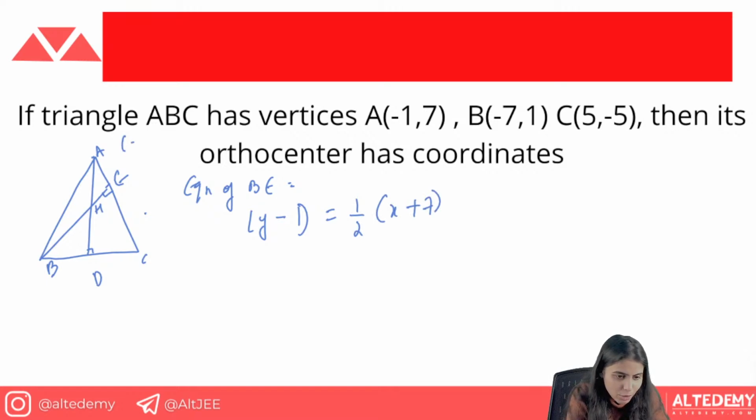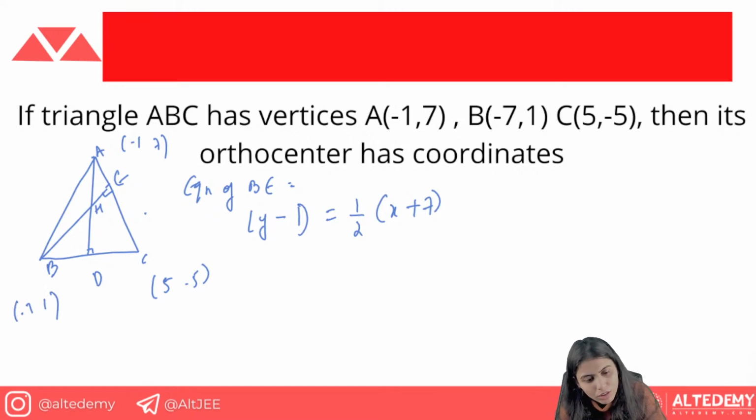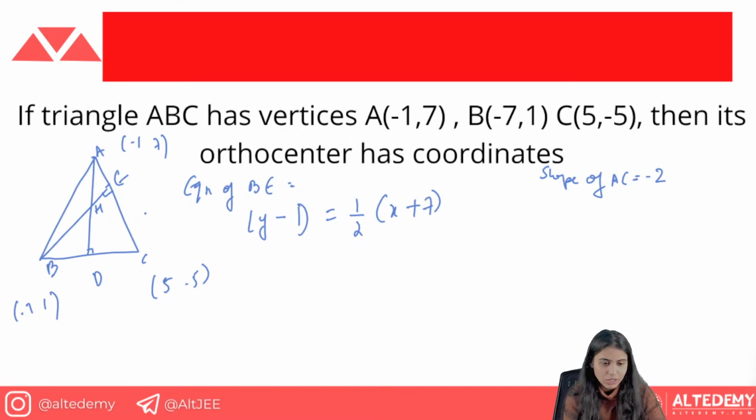How we did it? We know the points minus 1, 7, we know the points 5, minus 5, we know the points minus 7, 1. Okay, so we know the slope of AC was minus 2 here. So for that reason we calculated the equation of BE, because we got the slope for BE, that was minus 1 by m. So same thing, we got 1 by 2 here. Now we got the equation of BE. The equation of BE looks like y is equal to x by 2 plus 7 by 2 plus 1, that becomes 9 by 2. Okay, this is the equation 2.